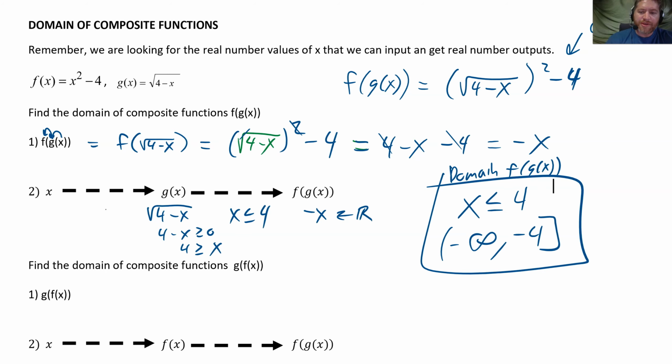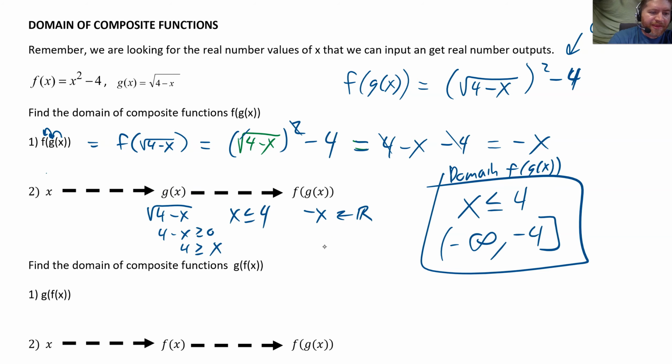So you're just following the x, and that tells you what it is, but you can also just look at the main function. What's our only issue that we have here? Well, it's just that radical. And even though the square is going to cancel it, you still have to plug the x in. The x has to go into g first, which will then spit out some number.